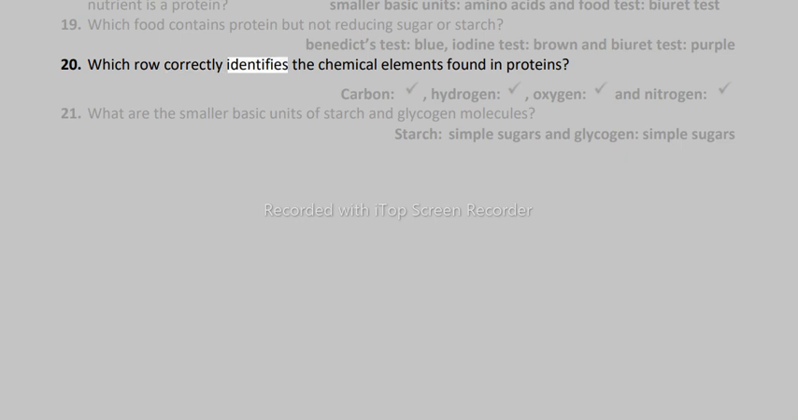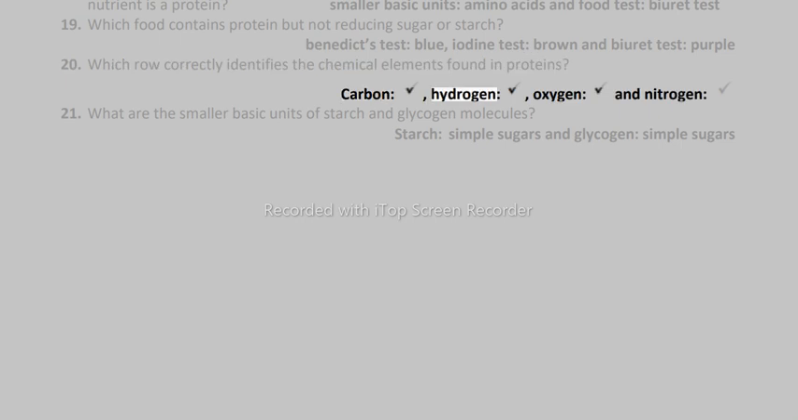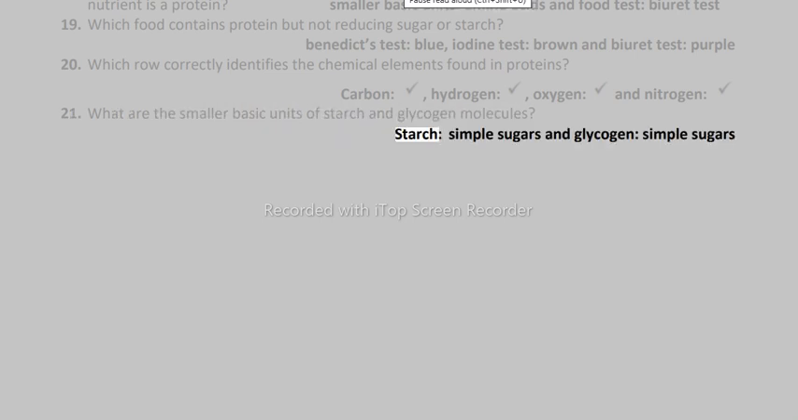20. Which row correctly identifies the chemical elements found in proteins? Carbon, hydrogen, oxygen, and nitrogen. 21. What are the smaller basic units of starch and glycogen molecules? Starch, simple sugars, and glycogen, simple sugars.